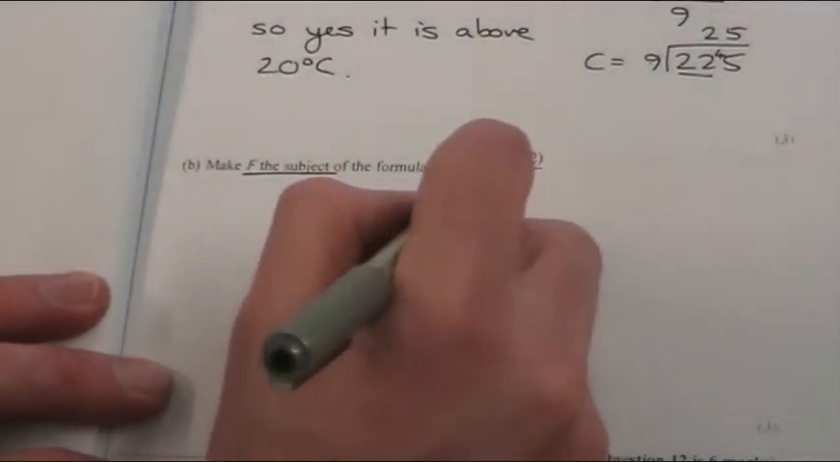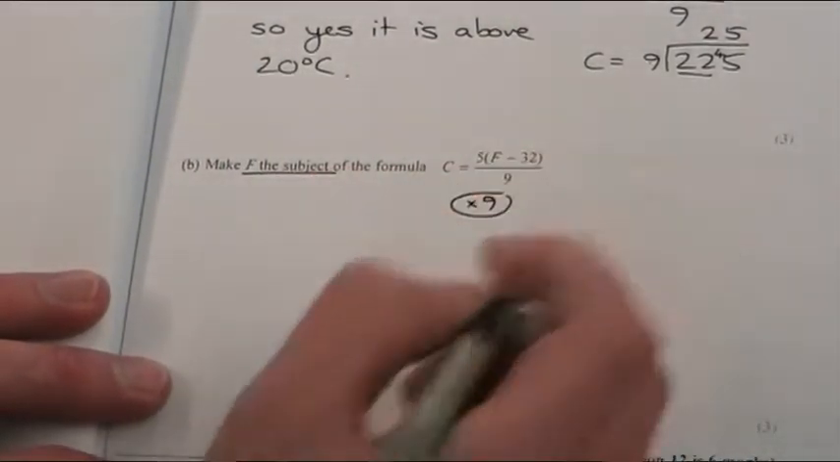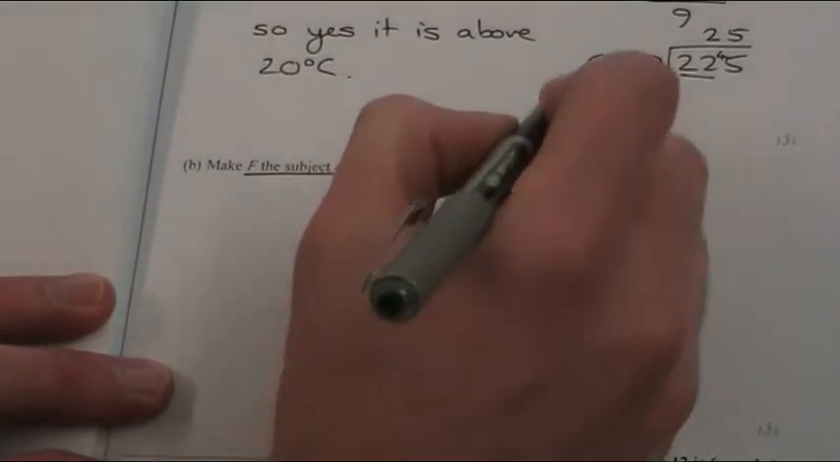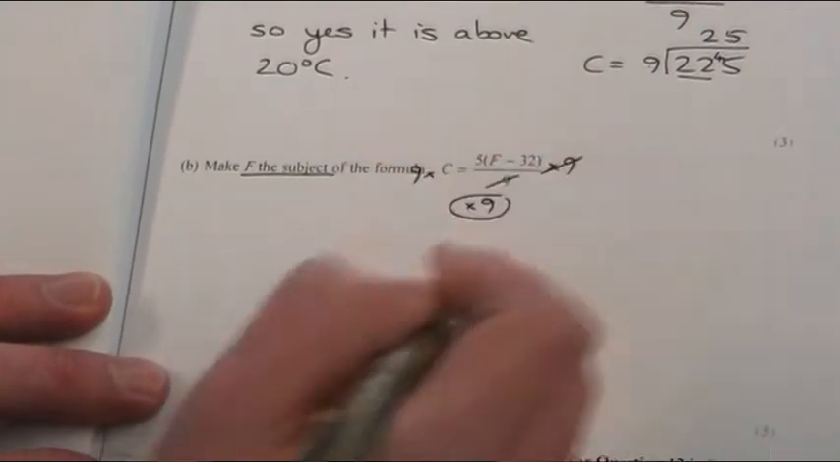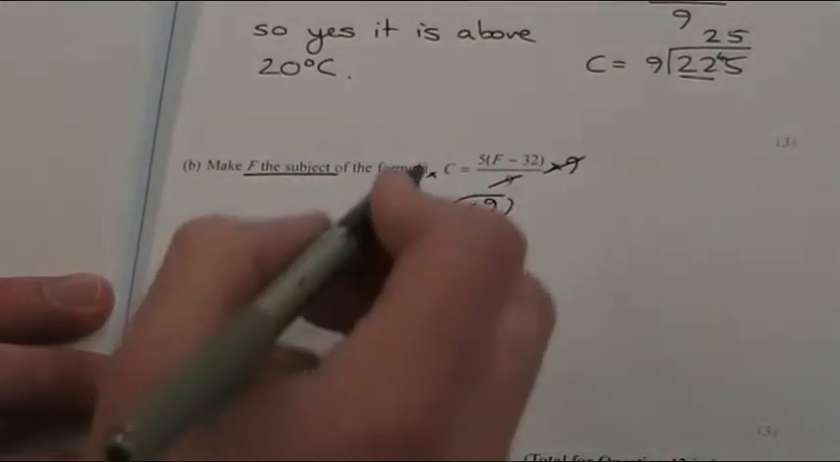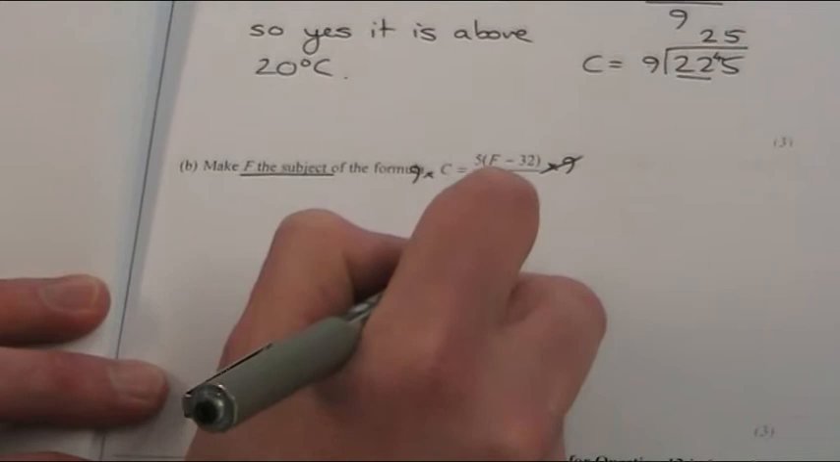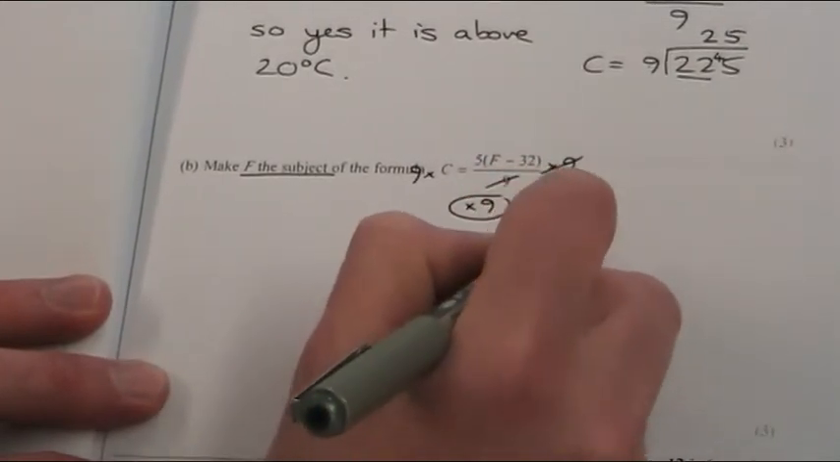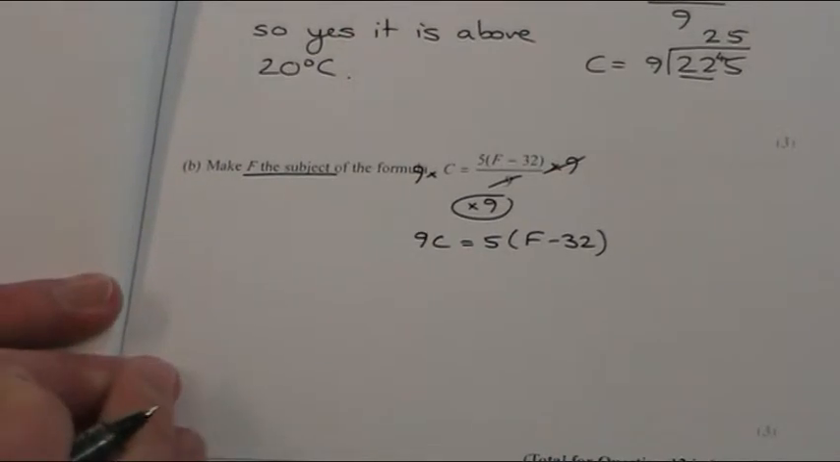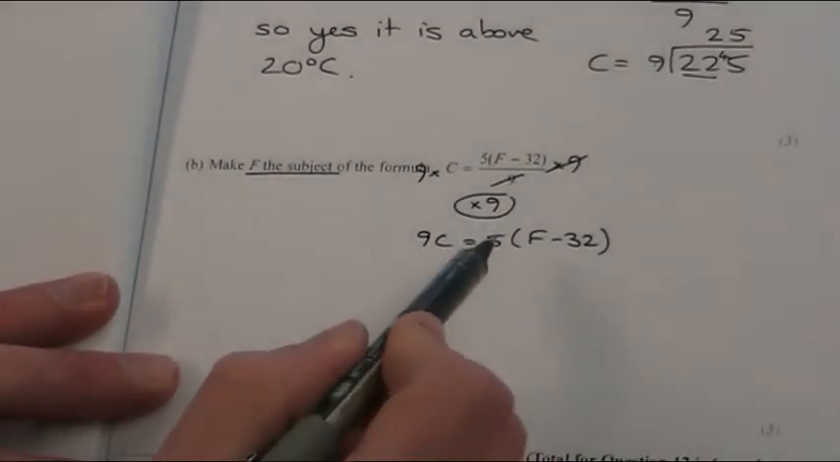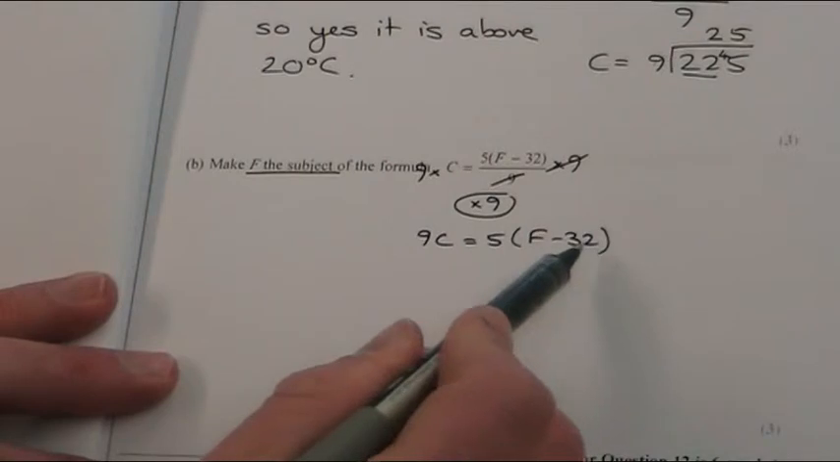So the first thing we're going to do is times by 9 to both sides. So if I times by 9 there and there, these would cancel each other out. And I'd have 9c equals 5 lots of f minus 32. Now, notice I said 5 lots of f take away 32.